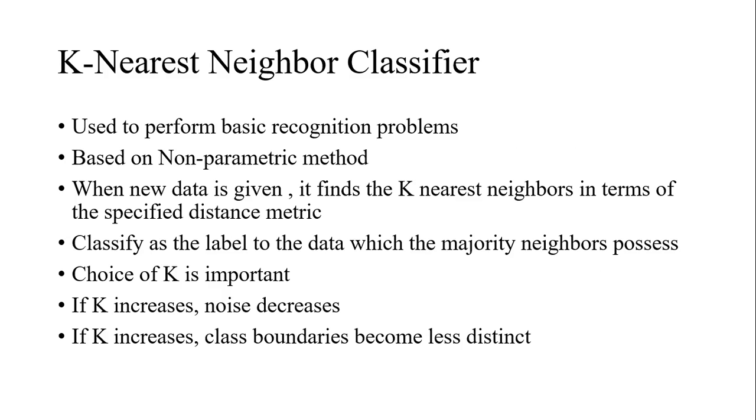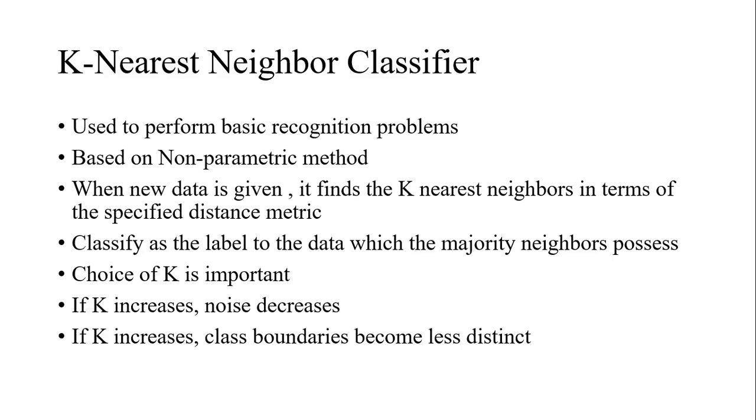Next, let us look at the k nearest neighbor classifier. Here, this is one of the most popular classifiers used to perform basic recognition problems and is based on the non-parametric method. Here, when a new input data is fed to the classifier, it finds its k nearest neighbors. Here, k is the number of neighbors specified by the user himself. On looking at the k nearest neighbors, it measures the distance in terms of a specific distance metric. The distance metric may be Euclidean, Hamming, Chebyshev, or whatever the user specifies.